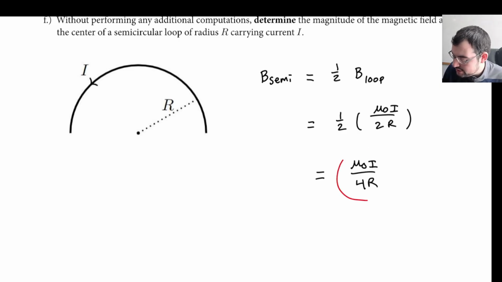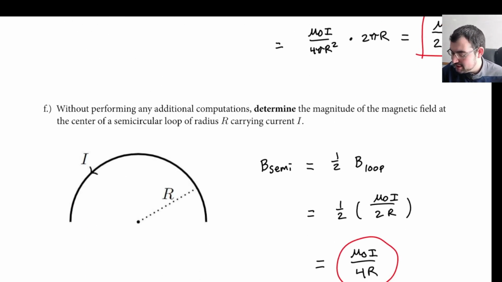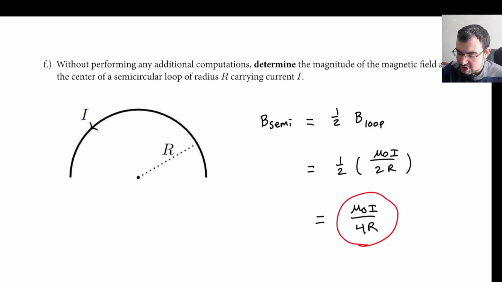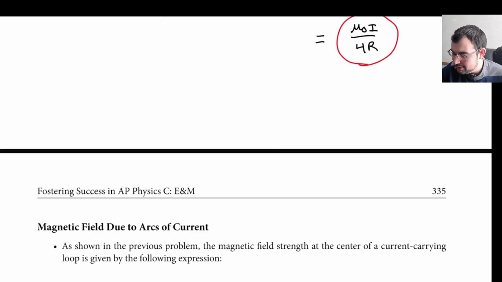So I always suggest we just know the loop formula. That's the one that we should know or know how to derive, and we can come up with these sort of children of the loop pretty easily with symmetry. Because all these little dBs are going to be equal. It doesn't matter where on the circle I am because of that symmetry. So if I have half the wire, of course, I'm just going to have half the B field.